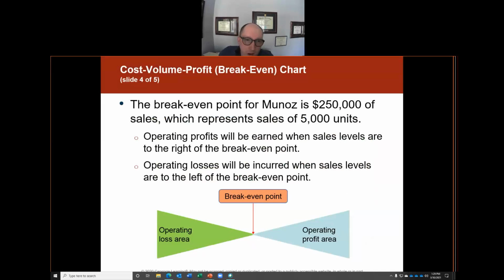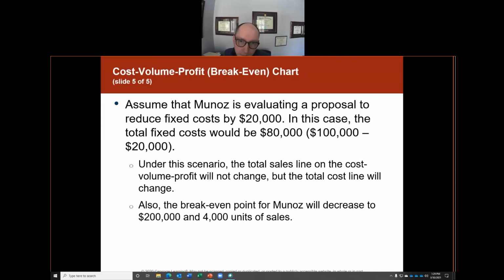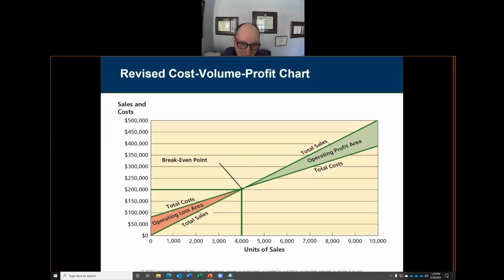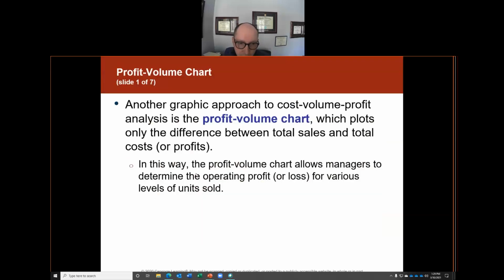Break-even point for our company is 250,000, 5,000 units. Break-even is in the middle. If you go over your break-even point, that's a profit. Under your break-even point, that's a loss. You always want to be above. Here's again the graphical representation of this. Unit sales and costs. So that's your idea.